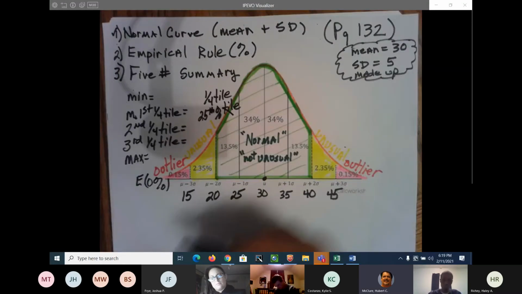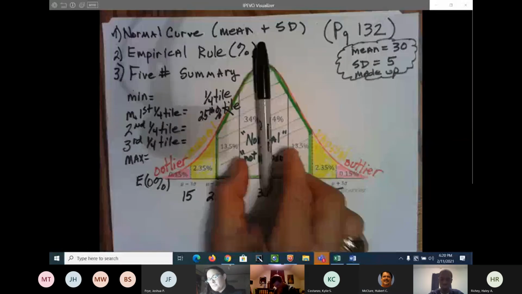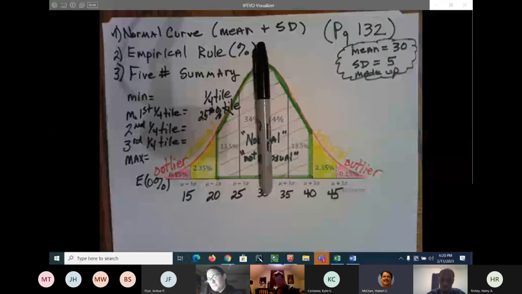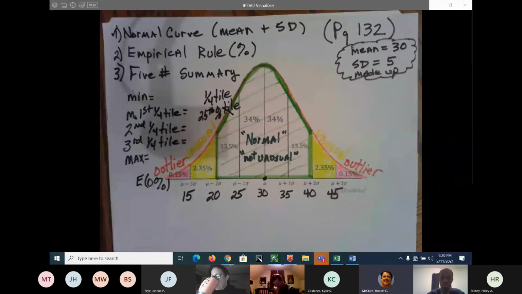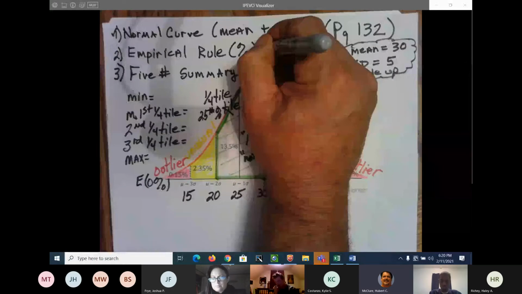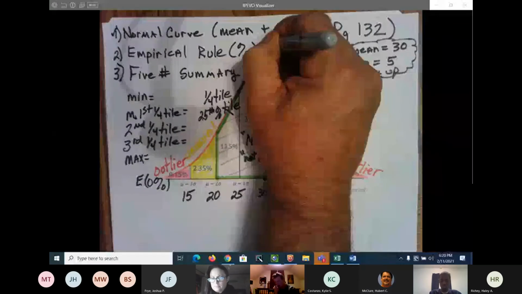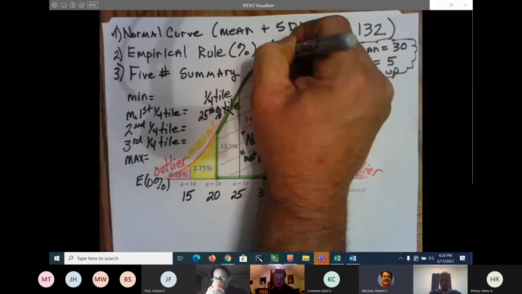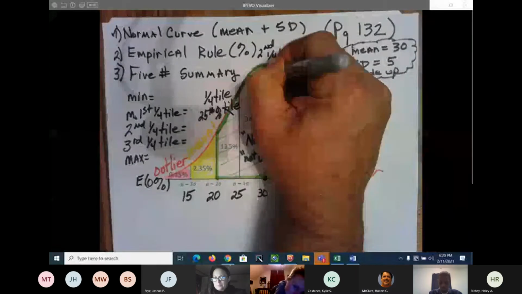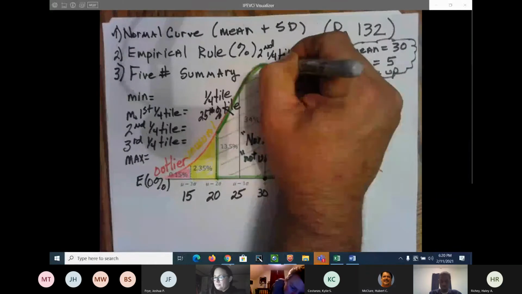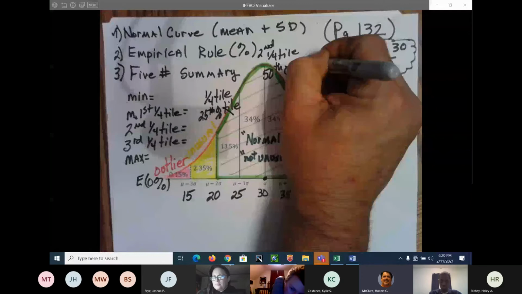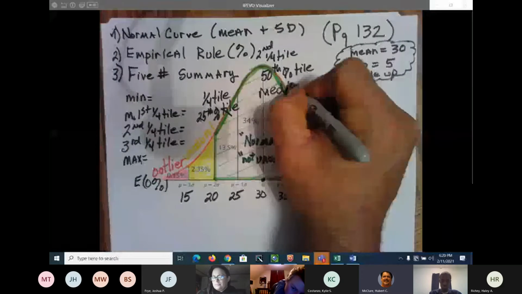What about if my fuel gauge is pointing right here? What is that? Half a tank, 50%. That's called the second quartile, or the 50th percentile. It is also called the median.